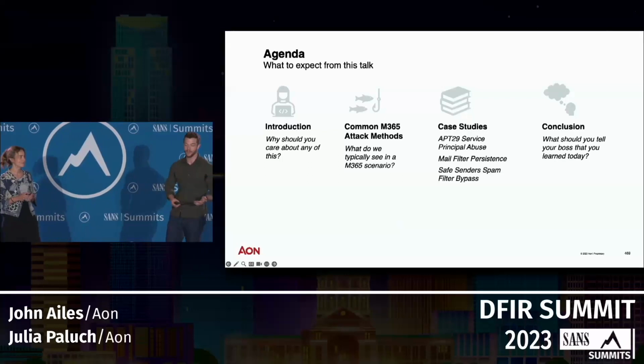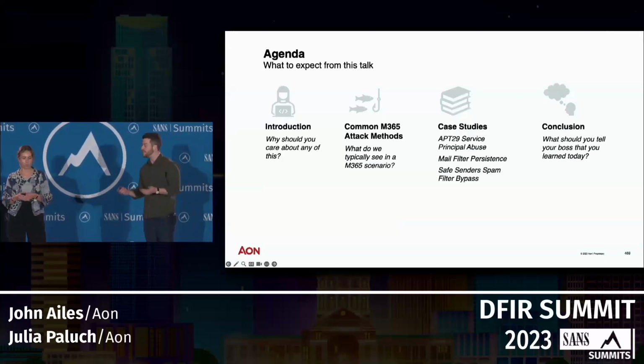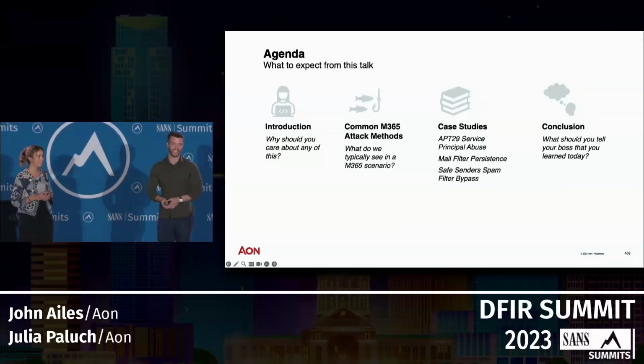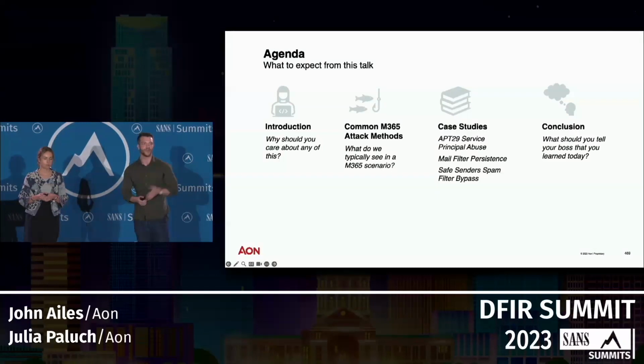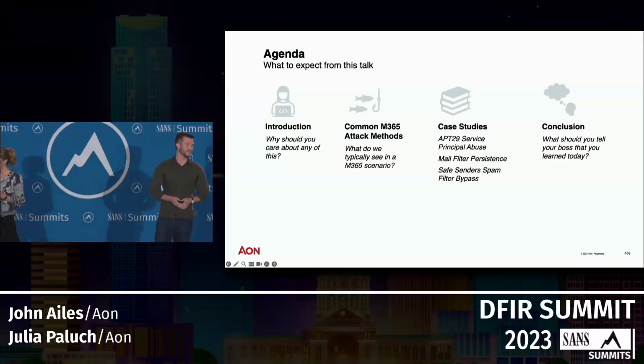Then we're going to talk about a unique persistence mechanism that we saw during a ransomware engagement. And finally, we'll close it out by talking about a time that a threat actor flipped the script and used a built-in Outlook feature to create a highly convincing business email compromise campaign.